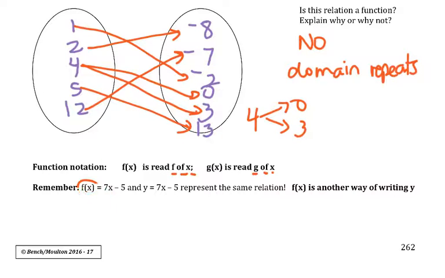And so another way that we're used to seeing it is saying y equals 7x minus 5. So y is another way to say f of x. So they're the same things. We use one instead of the other just because of what we're doing. So right now when we're talking about functions and we talk about input a lot, f of x is a more useful way to talk about it.